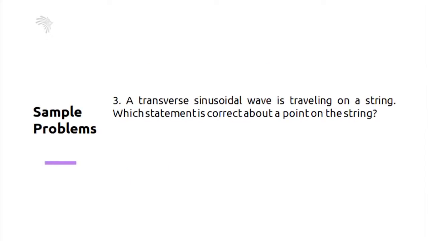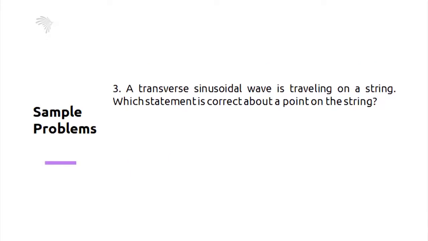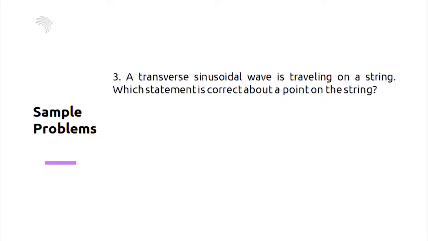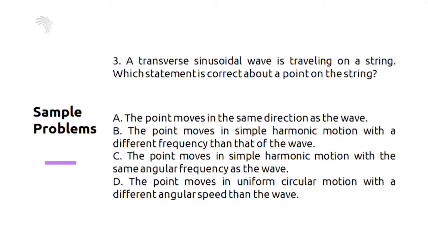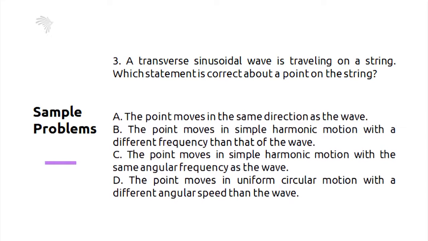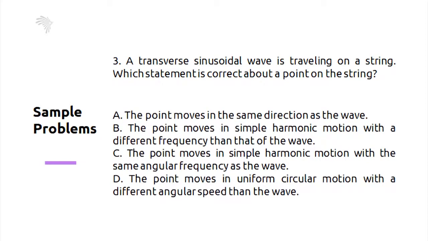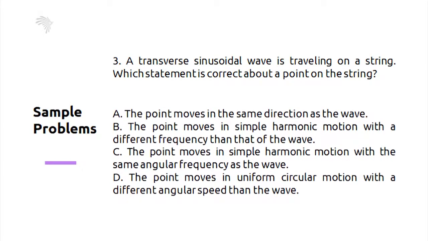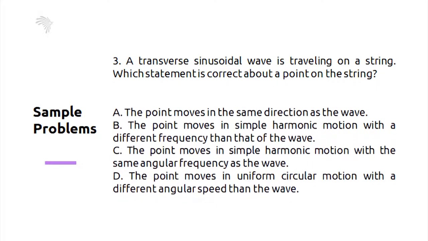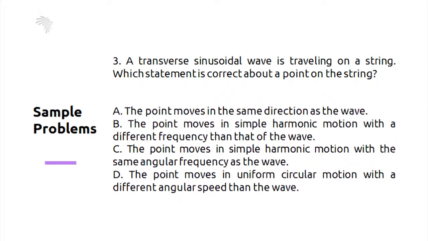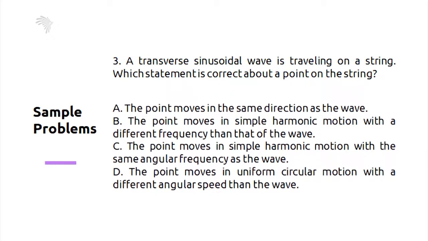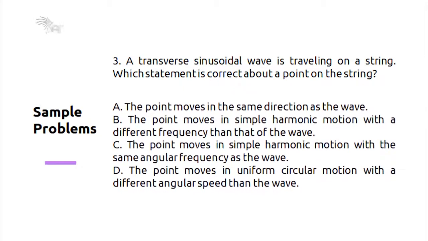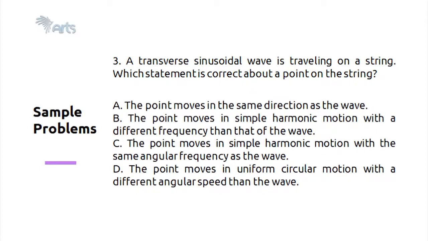Number 3. A transverse sinusoidal wave is traveling on a string. Which of the following statements is correct about a point on the string? A. The point moves in the same direction as the wave. B. The point moves in a simple harmonic motion with a different frequency than that of the wave. C. The point moves in a simple harmonic motion with the same angular frequency as the wave. And D. The point moves in uniform circular motion with a different frequency than that of the wave.